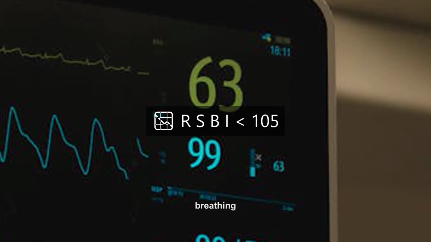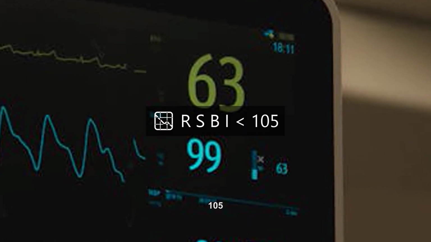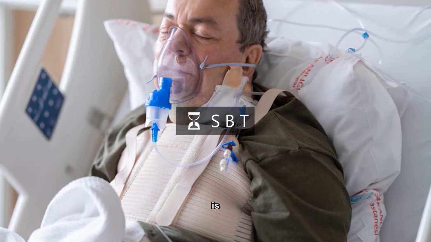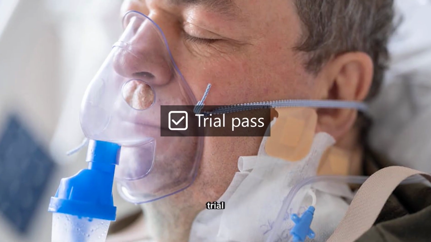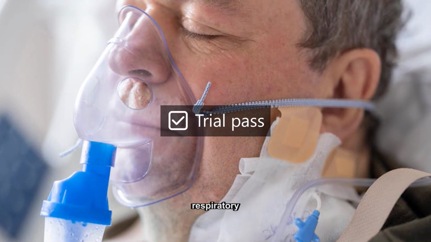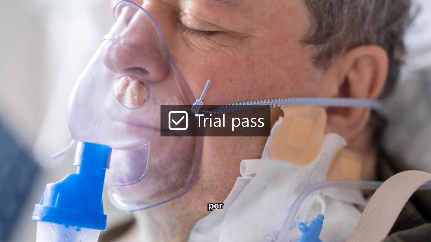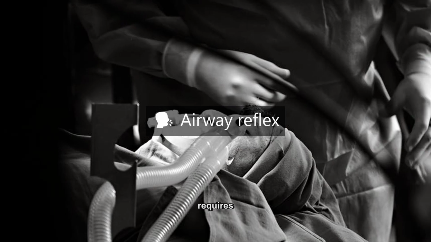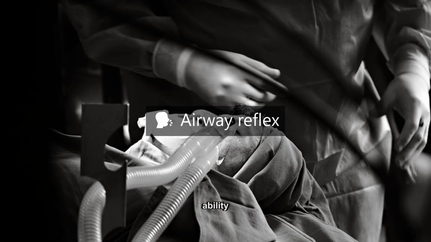Rapid shallow breathing index less than 105 predicts successful weaning. A spontaneous breathing trial is conducted daily using low pressure support for 30 minutes to 2 hours. Successful trial requires stable oxygenation, respiratory rate below 35 per minute, and no signs of distress. Extubation requires a strong cough and ability to protect the airway.